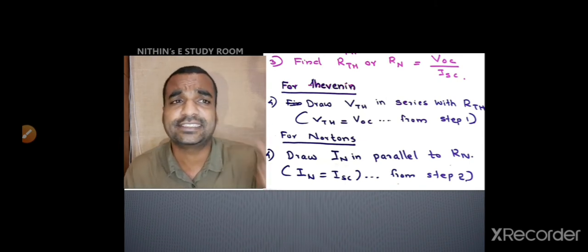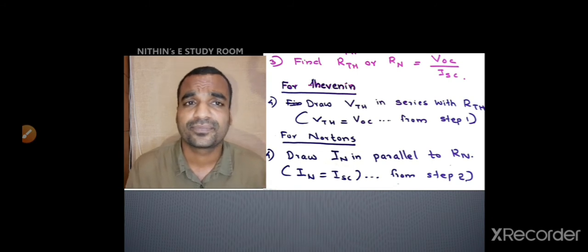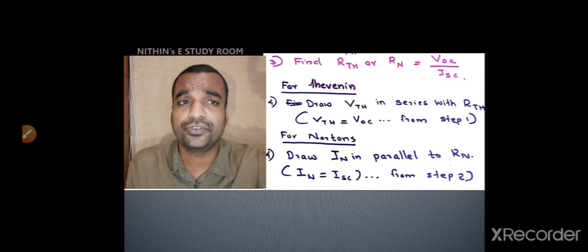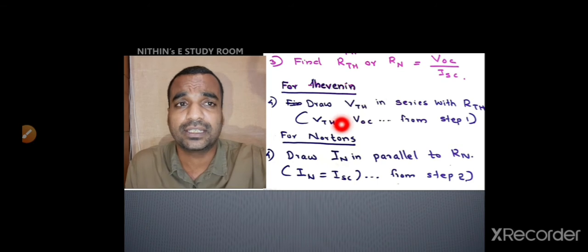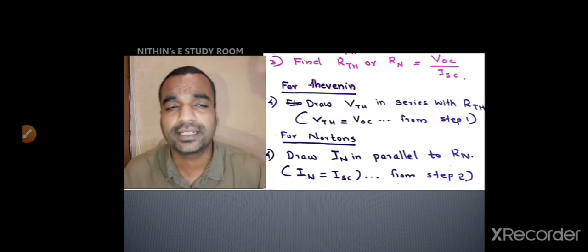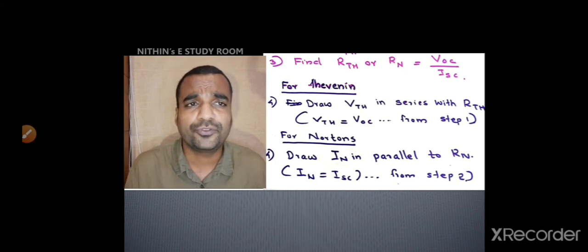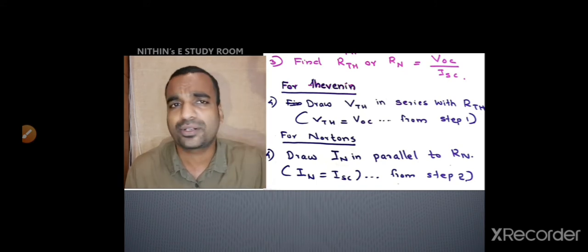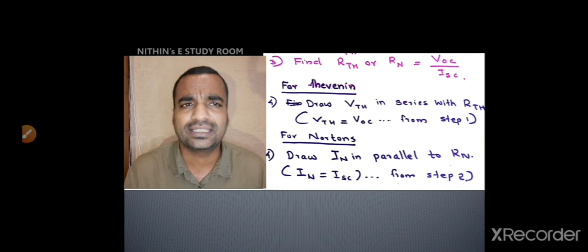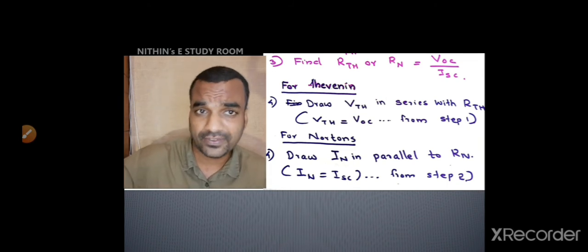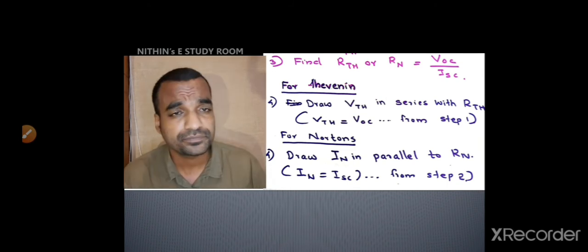Draw VThevenin in series with RThevenin. We know that VThevenin is equal to VOC that we obtained in the first step. And now you got the equivalent circuit. If you are having the equivalent circuit, you can do any calculation. You can find current, you can find voltage, just similar to the previous classes what we have done.